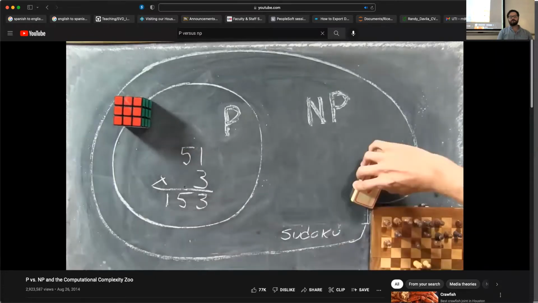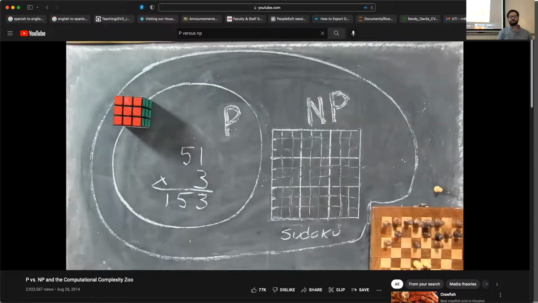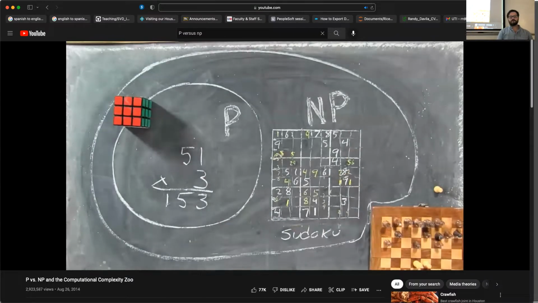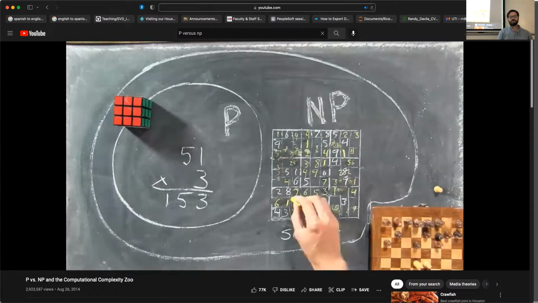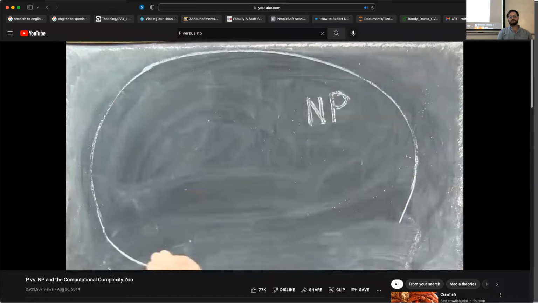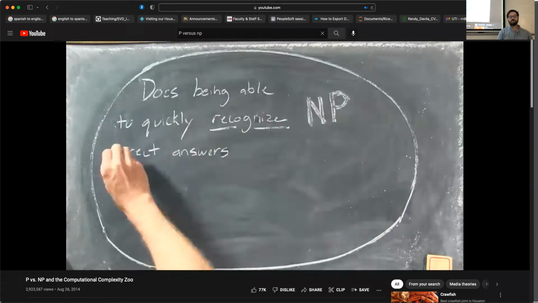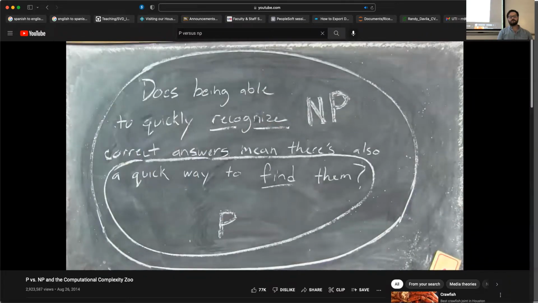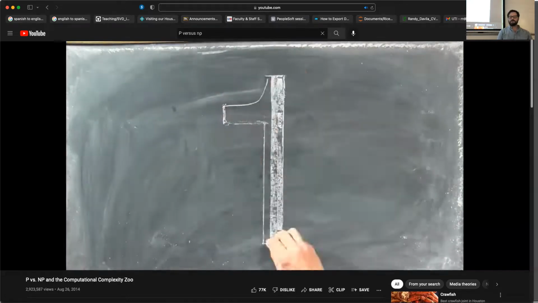But Sudoku is different, or at least we think it is. It seems like solving a Sudoku grid is a lot harder than checking a solution, but in fact, nobody's been able to prove it yet. As far as we know, there could be a clever way of playing Sudoku much, much faster. So that's the question. Does being able to quickly recognize correct answers mean there's also a quick way to find them? Nobody knows for sure, but either way, figuring out exactly how this works would teach us something important about the nature of computation. It gets weirder from here, but first, three important details.